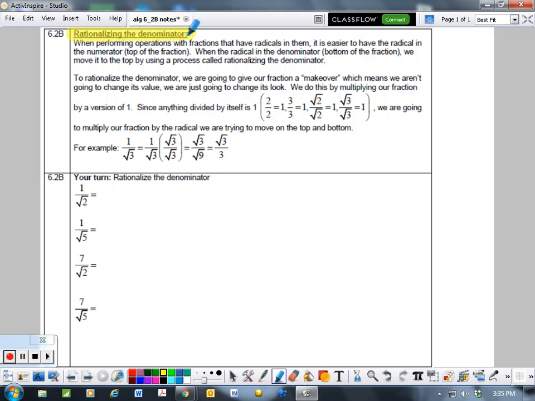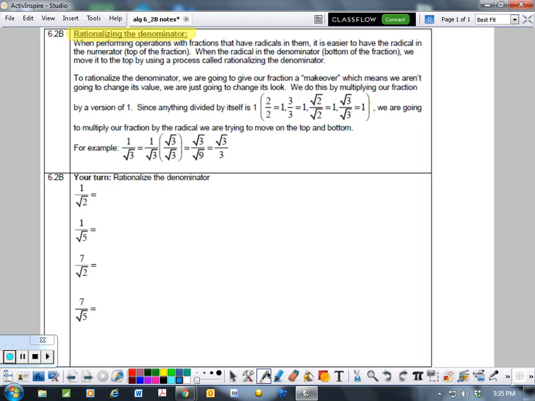When performing operations with fractions that have radicals in them, it's easier to have the radical in the top of the fraction, the numerator. When the radical is in the denominator, which is the bottom of the fraction, we move it to the top by using a process called rationalizing the denominator. To rationalize the denominator, we're going to give our fraction a makeover. This means that we aren't going to change its original value, we're going to change its look.